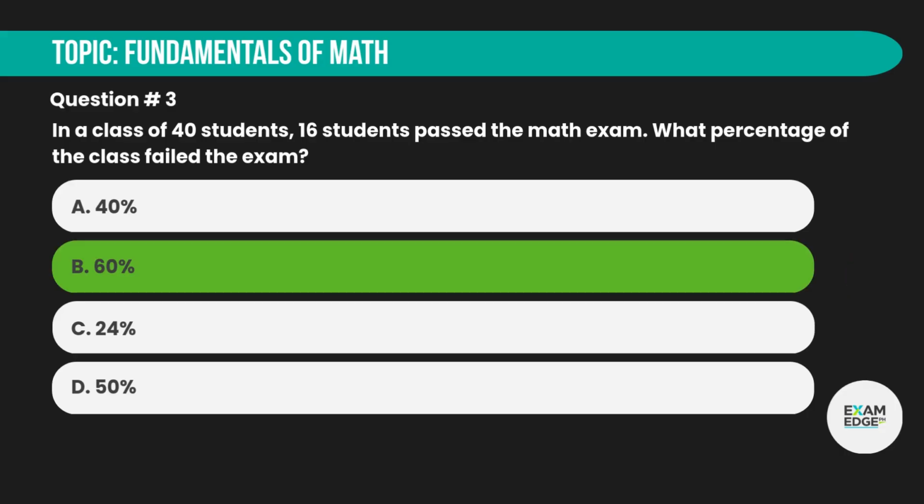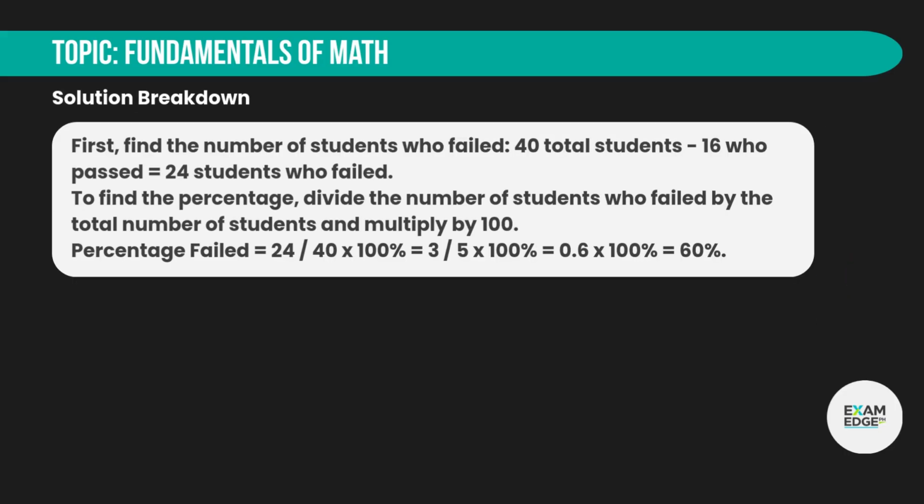Correct answer: B. 60%. Solution breakdown. First, find the number of students who failed. 40 total students minus 16 who passed equals 24 students who failed. To find the percentage, divide the number of students who failed by the total number of students and multiply by 100. Percentage failed equals 24 over 40 times 100% equals 3 over 5 times 100% equals 0.6 times 100% equals 60%.